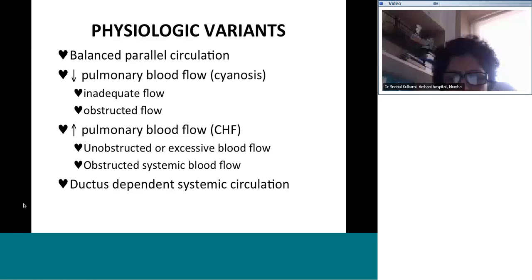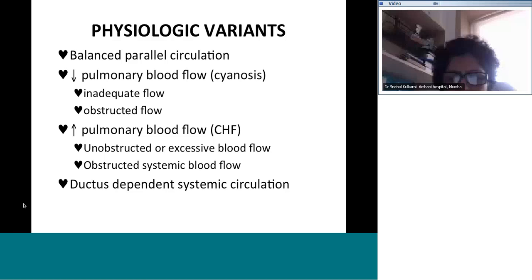So either a balanced circulation, the second one is a significantly reduced pulmonary blood flow. Now the third one is a significantly increased pulmonary blood flow. You see a single ventricle who comes with congestive heart failure. Very typical presentation of a univentricular heart with excessive pulmonary blood flow. Your oxygen saturation is around 90%. They are in congestive heart failure. The typical example is double inlet left ventricle, transposition of great vessels with no pulmonary stenosis.